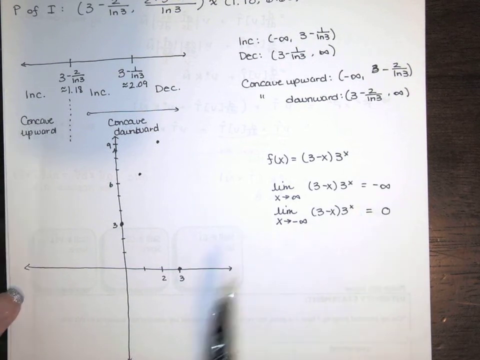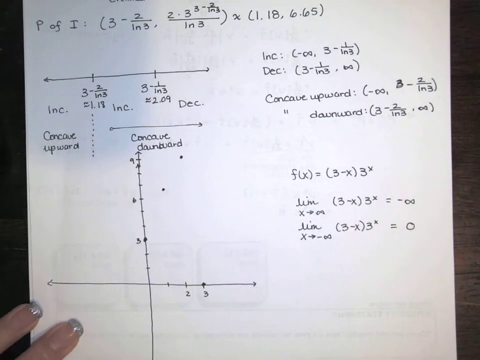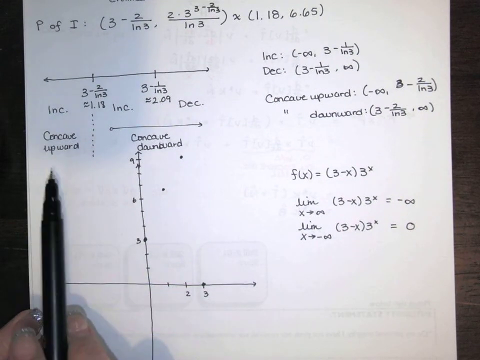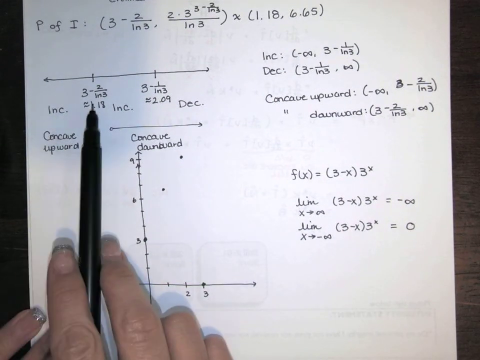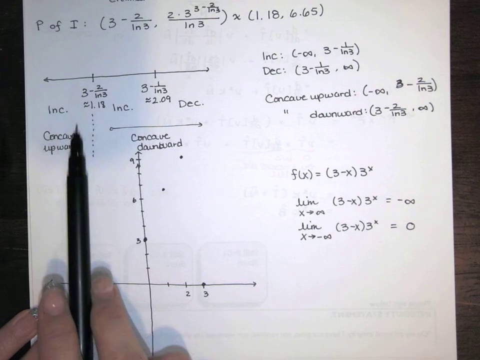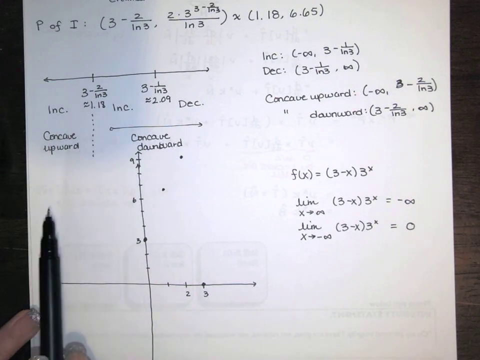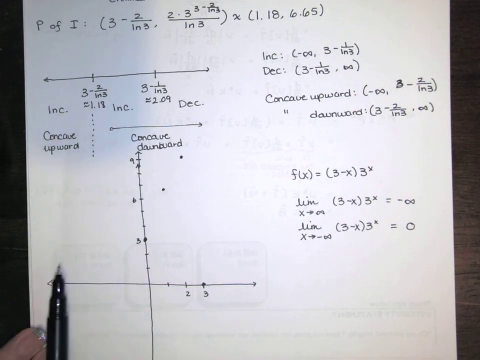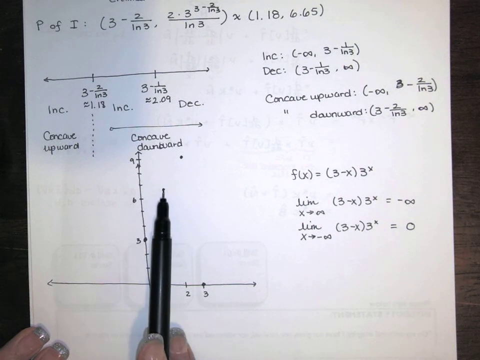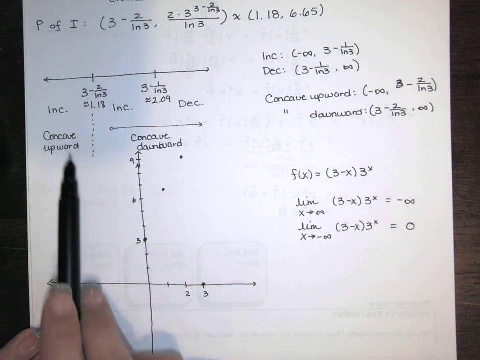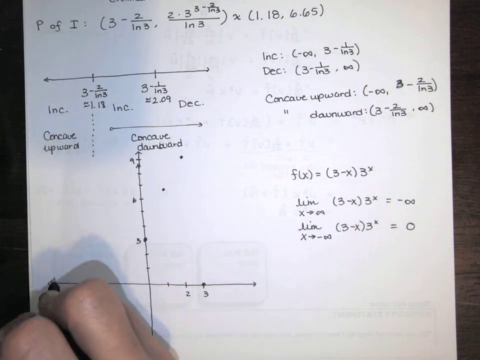So with this behavior in mind, what does that tell us? Let's fill in the rest of our graph. On the interval from negative infinity to 3 minus 2 over natural log of 3, so the interval from negative infinity to our point of inflection right here, the graph is concave upward and it's increasing.